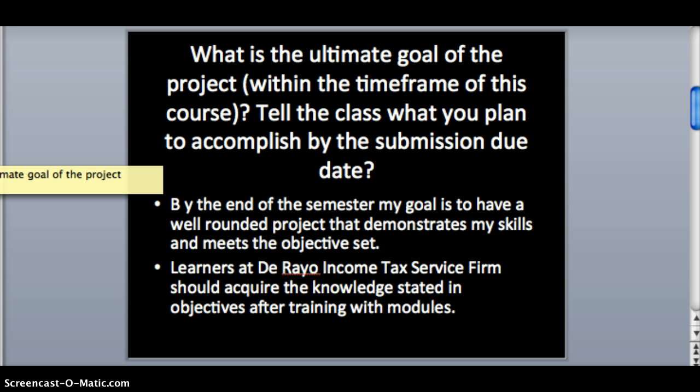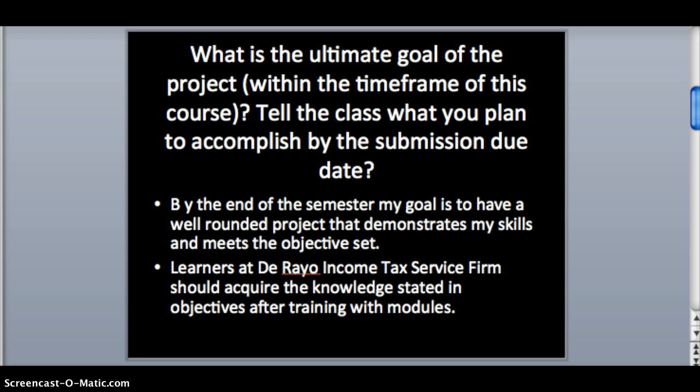What is the ultimate goal of the project within the time frame of this course? Tell the class what you plan to accomplish by the submission due date. By the end of the semester, my goal is to have a well-rounded project that demonstrates my skills and meets the objectives set. The objectives that I set were to have the project completed and that every goal is accomplished by each one of the learners.